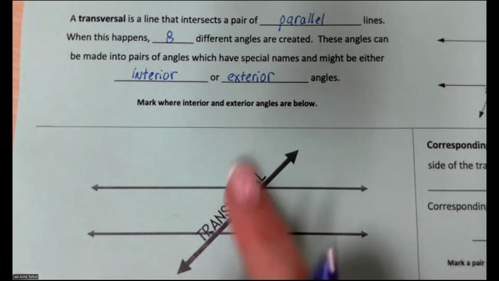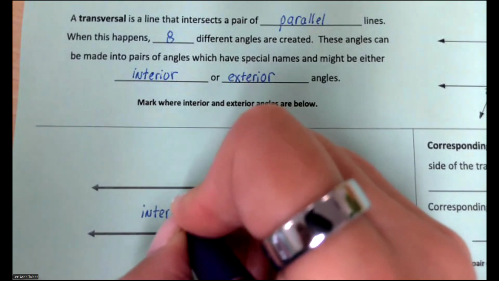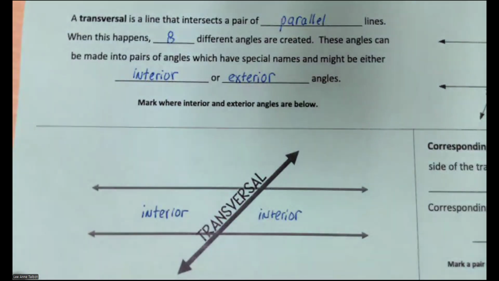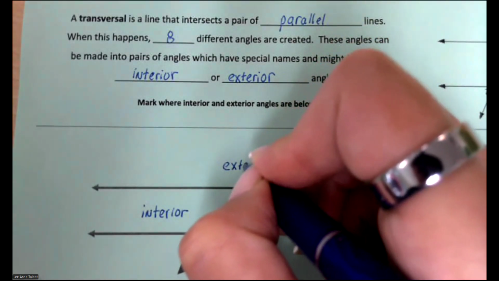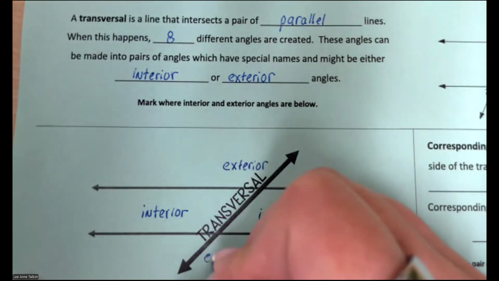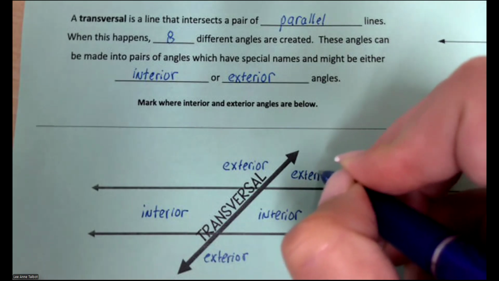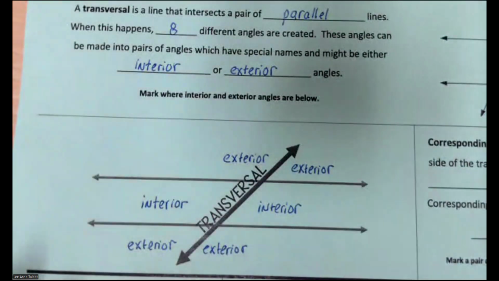Okay, now come down to this picture. We're going to write interior inside the parallel lines, like the interior of your car. And the exterior angles are on the outside of the parallel lines.